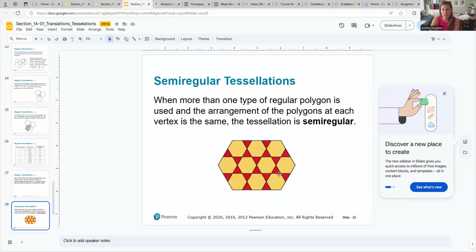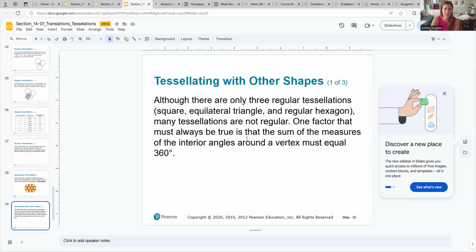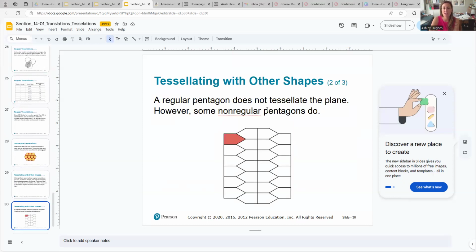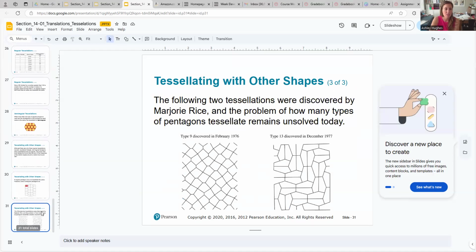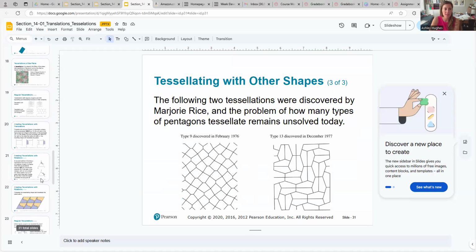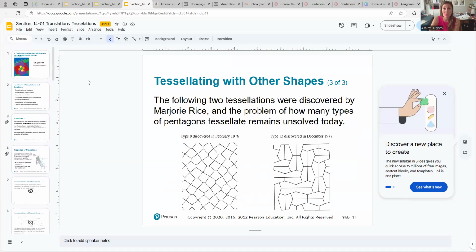So this is semi-regular, where you can see that they're made up of different polygons, not just one. Square, equilateral triangle, regular hexagon. One factor is that the sum of the measures of the interior angles must be 360. So this is just showing examples of tessellations with other shapes. So that's section 14.1. I will do 14.2 shortly.